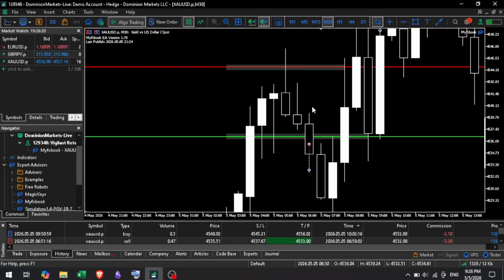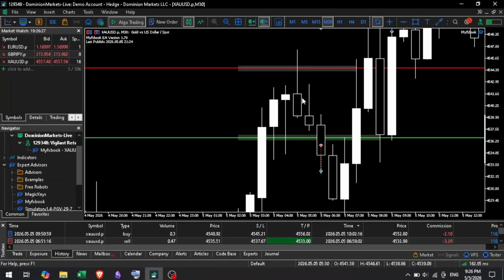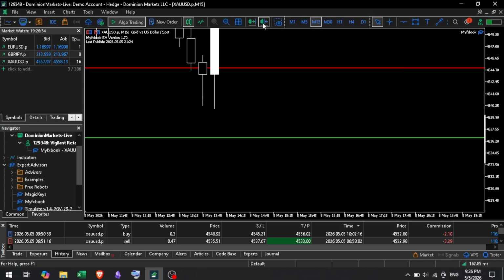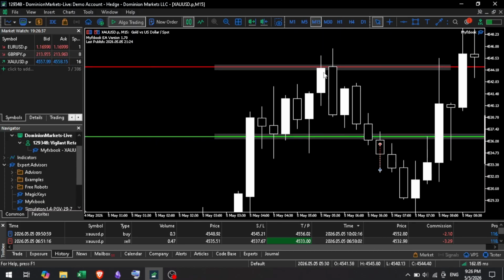At 8:53 a.m. Pakistan Standard Time, I open the charts and I see these two huge candle rejections. I see the price is rejecting this area. I go down to the 15-minute time frame and I see more information. I mark this zone as my resistance and this as support.